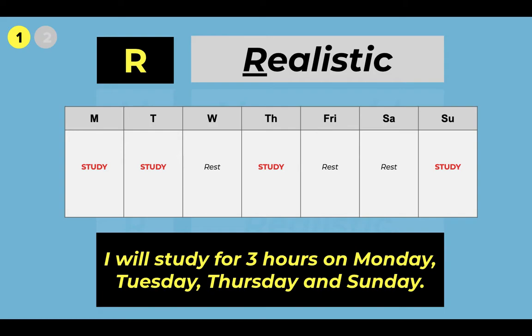In this example, the student has chosen to study for 4 days and take 3 days off. So Monday and Tuesday feel like a good day for them. They're able to study. Wednesday, they want to rest. Thursday, they're back to studying. Friday, Saturday, they're resting. And then Sunday, they're studying again.